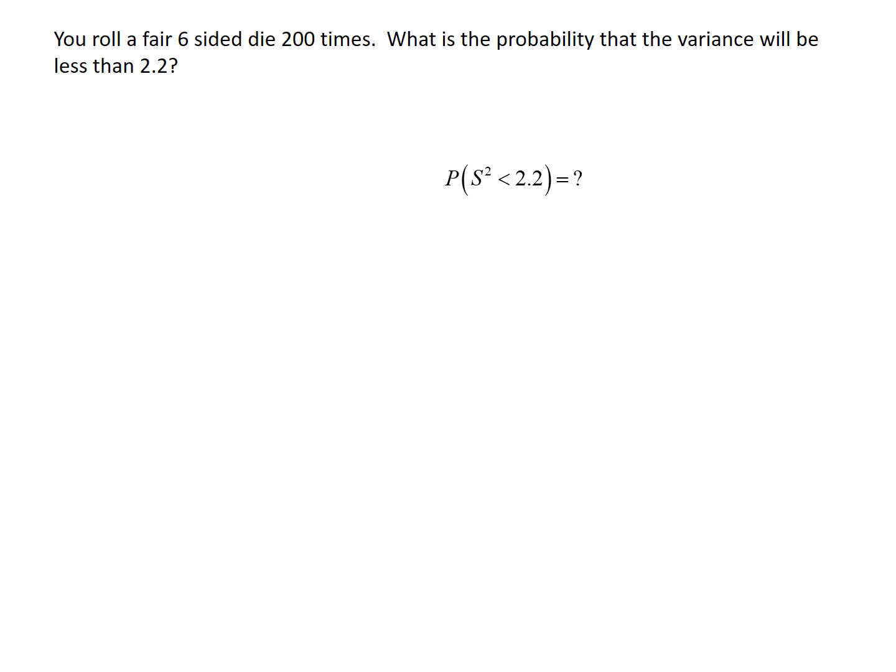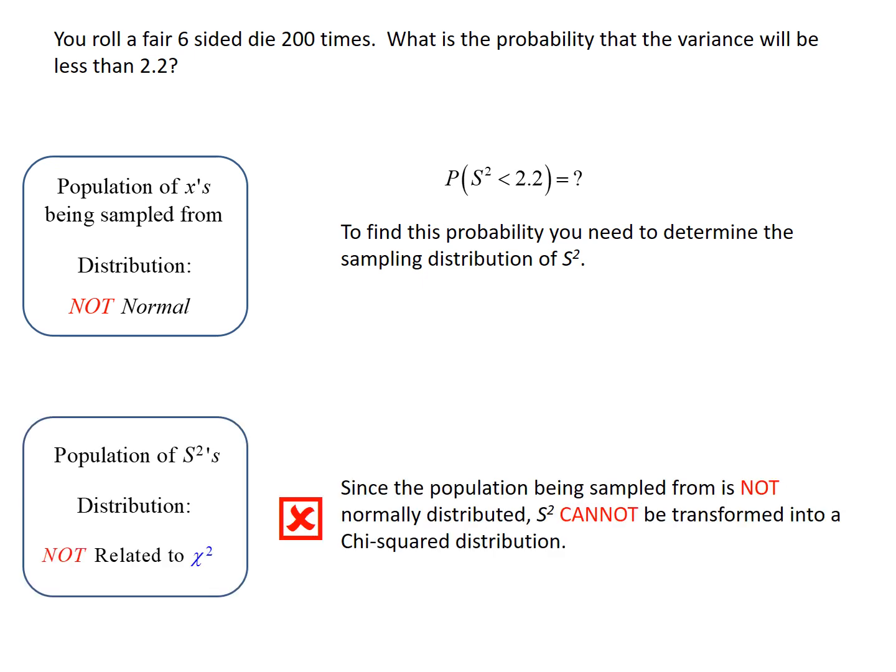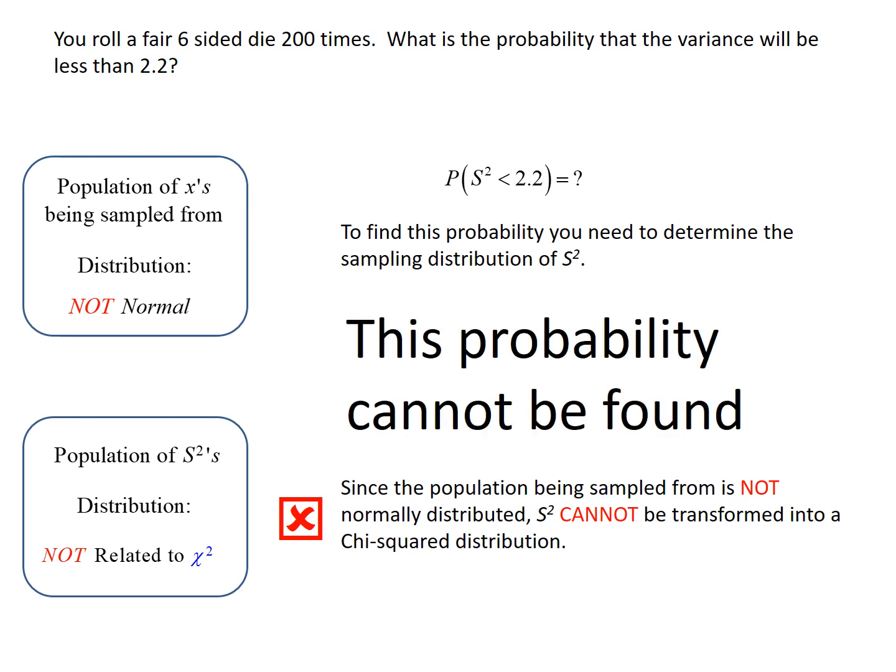So when we roll the die, the outcomes are going to be either 1, 2, 3, 4, 5, or 6. So that is definitely not normal because it's a discrete population. And normal distributions, among other things, and first and foremost, are continuous, not discrete. And because this population we're sampling from is not normal, the chi-square distribution transformation can't be used. We don't know the behavior of S squared, or at least it's not nice enough to worry about in this class. And so because of that, we can't find this probability. And that just happens sometimes with the tools we have.